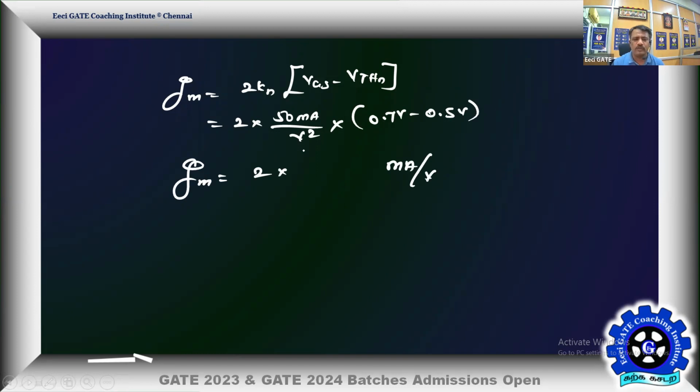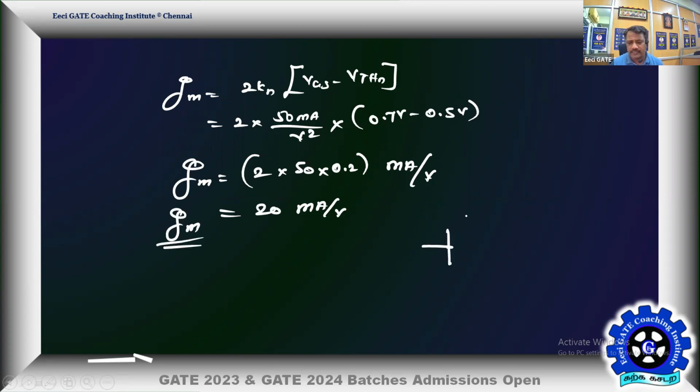So 2 into, it is 50 into 0.2 you will get. So that's a number. So 50 into 0.2, so 10 into 0.2, it is 2. So 5 into 2, it is 10. So it's going to be 20 milliamps per volt. That's your transconductance of the NMOS. So with that, we can get the small signal equivalent. With that, we can begin a comfortable AC analysis.